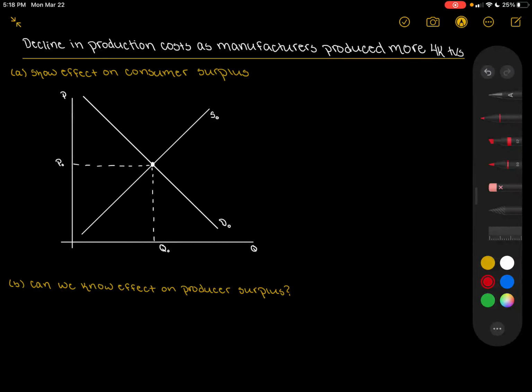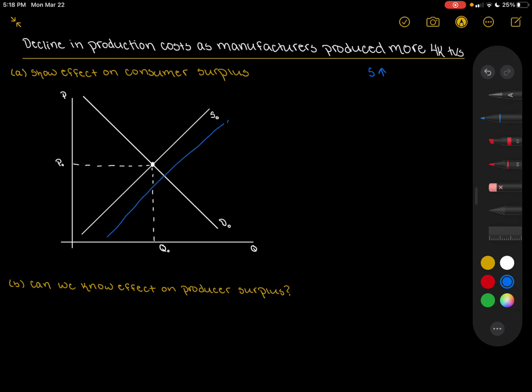Here we're taking a look at shifts in supply and demand and how this impacts consumer and producer surpluses. We're given an example where we're told there's a decline in production costs as manufacturers produce more 4K TVs. So essentially what this is telling us is that supply will be increasing, right? Because these manufacturers are able to produce more at these lower production costs. So our supply curve is going to shift outward and to the right.